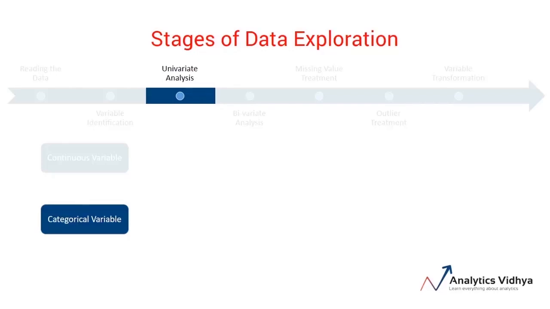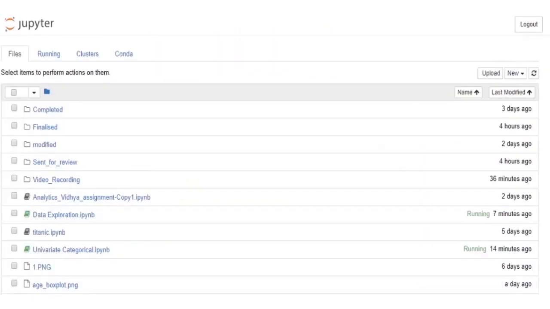In the previous video, we saw some techniques for univariate analysis of categorical variables. In this video, we will try to implement those techniques in Jupyter Notebook using pandas. So let's open the notebook. For your information, we'll be using the same notebook that we used in univariate analysis of continuous variables, and we'll be working on the same Titanic dataset.